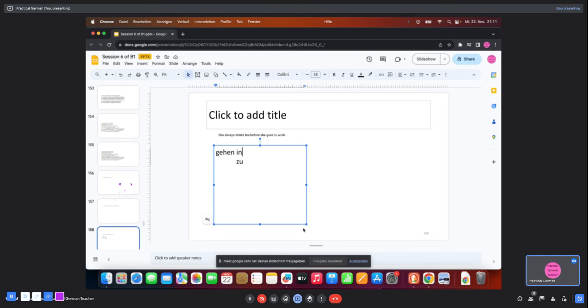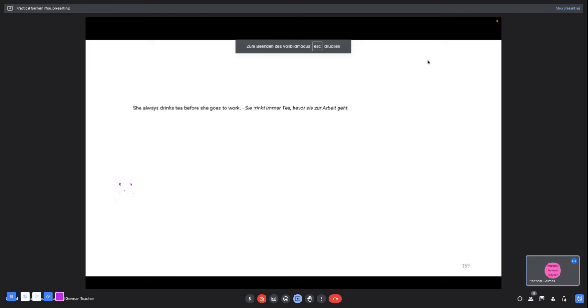And when you use in, it is accusative. When you use zu, it is dative. So zu der Arbeit; Arbeit is die Arbeit. So zu der Arbeit becomes zur Arbeit. Questions?